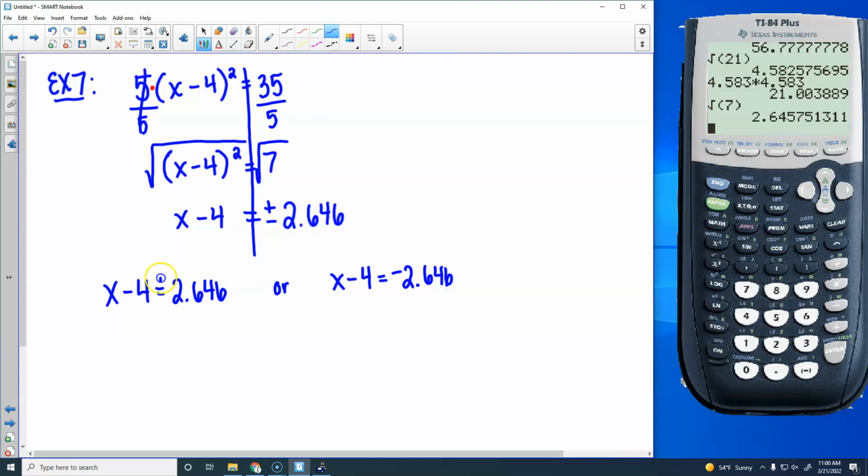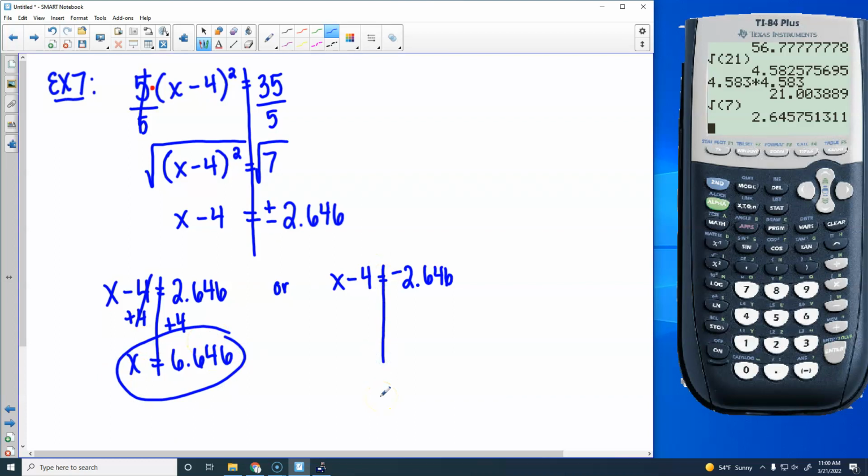And Julian, how do I solve that first equation? We got to get rid of that minus 4. How do we get rid of that minus 4? Good. So we'll add the 4 to both sides. So x is just going to equal 6.646. So there's one of my answers. What do I do for the second one, Julian?